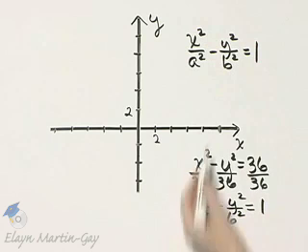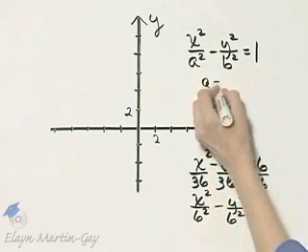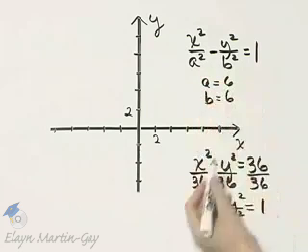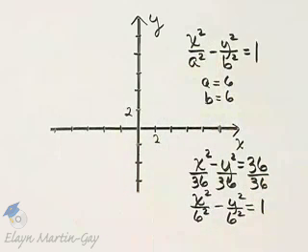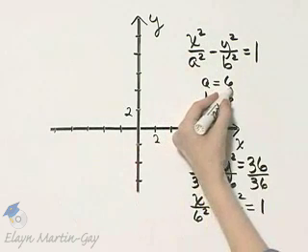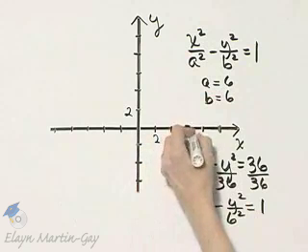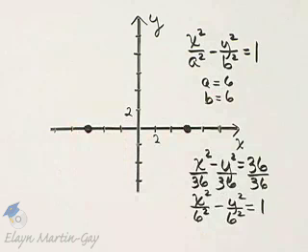Now notice then a is 6 and b is 6 in my particular equation. A is 6 and b is 6. This hyperbola opens to the left and the right with center 0, 0. And what are the x-intercepts? The x-intercepts are this a, comma 0, so 6, comma 0, and negative 6, comma 0.